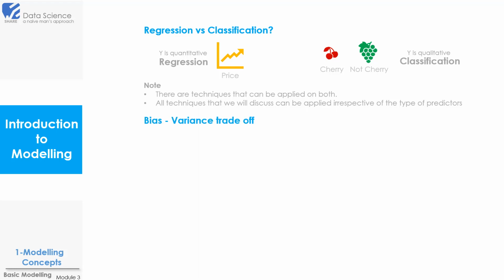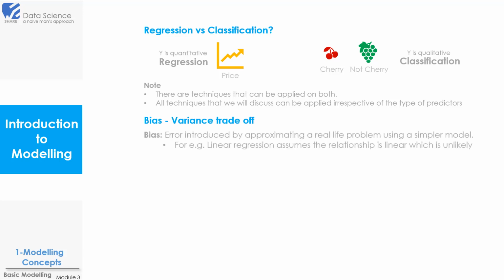Now there is an important concept called bias-variance trade-off. First, let's understand what these two terms are. So first we will see what is bias. Bias is the error introduced by approximating a real-life problem using a simpler model. So as we saw earlier, we assumed a linear relationship and built our model, while in reality, the relationship may or may not be linear. So due to this assumption, there will be some error that will constitute bias.